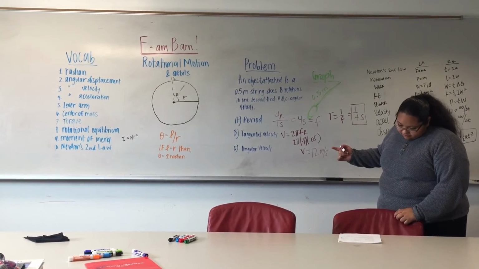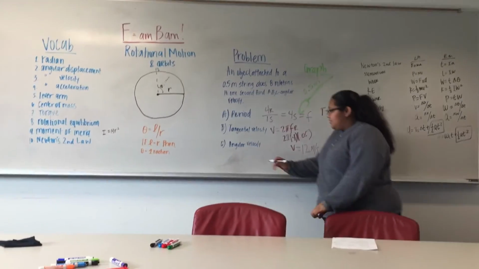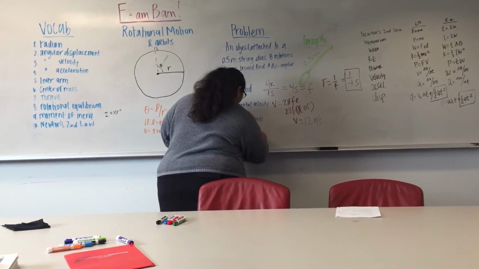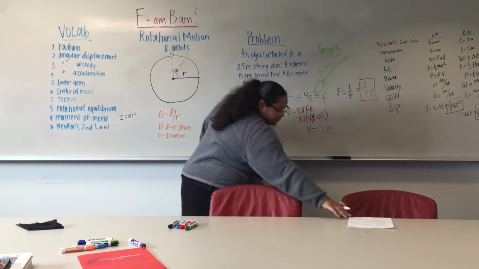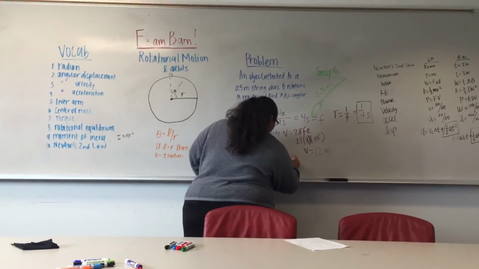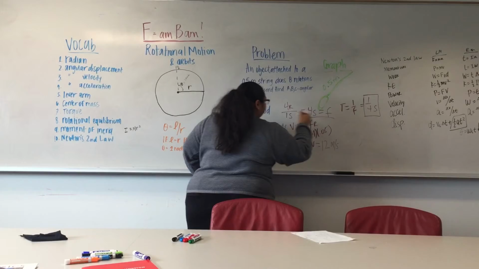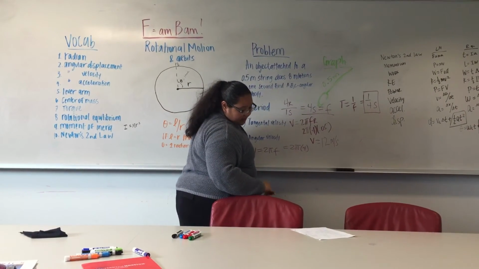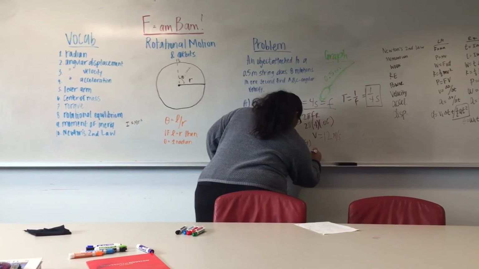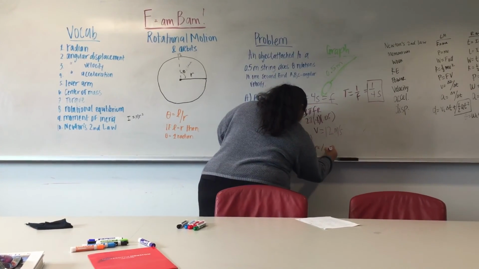Your angular velocity omega equals 2 pi f, which then turns out to be 2 pi times 4, which we got from the problem before, part B, and turns out to be about 25 radians per second.